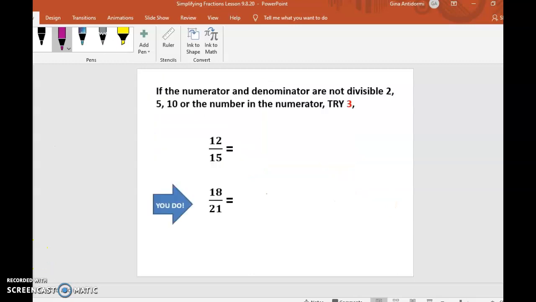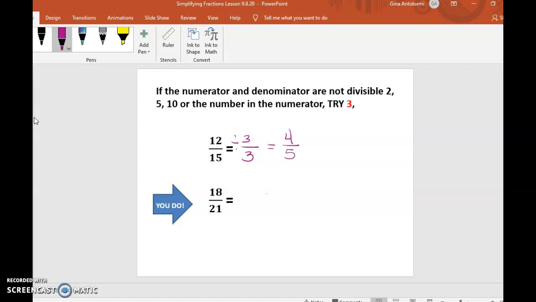Great. All right. So if the numerator and denominator are not divisible by 2, they're not divisible by 5, they're not divisible by 10, and the numerator is not a factor of the denominator, then try 3. So 12 over 15. Knowing our multiplication facts, we know that we can divide both of those numbers by 3. They're evenly divisible, and we get 4/5.